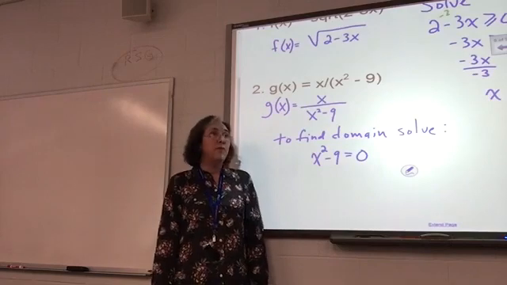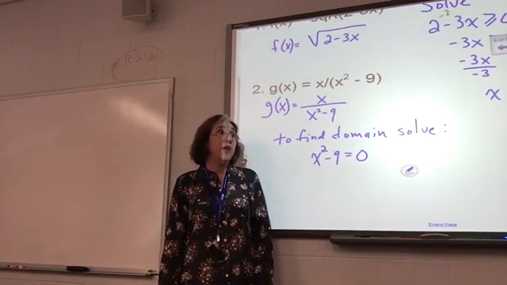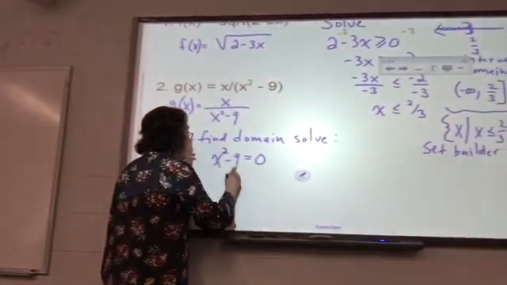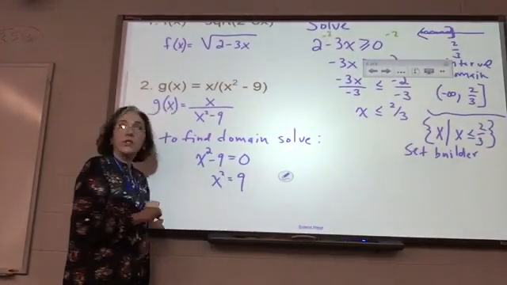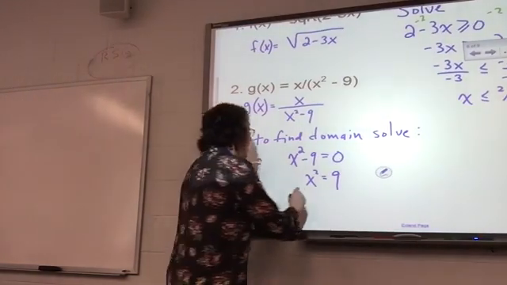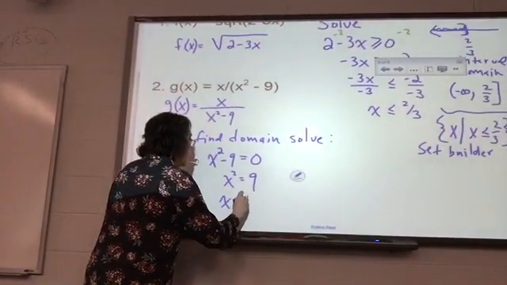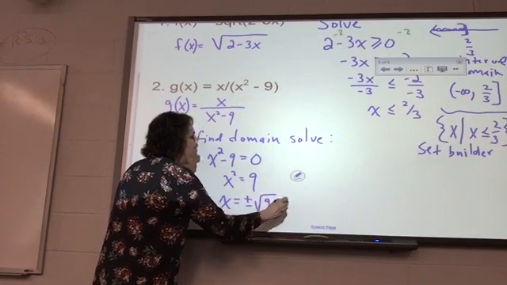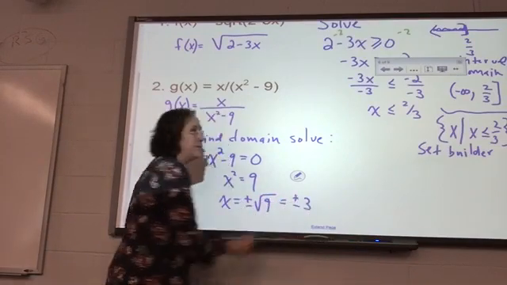And some of you might factor that one, but you can use the square root method on this. If I add the 9, I get x squared equals 9. I've got a square that's isolated. And so x is either plus or minus the square root of 9, which is plus or minus 3.